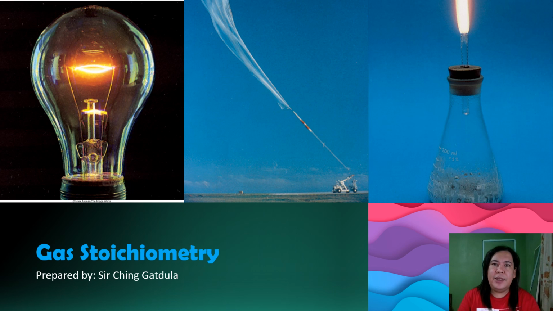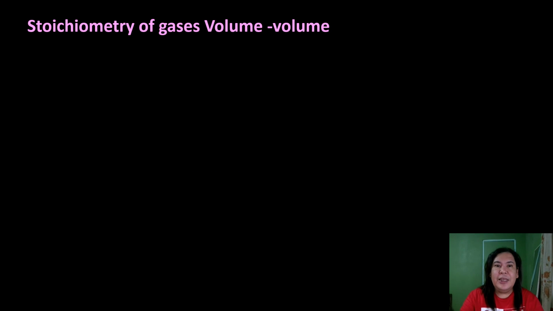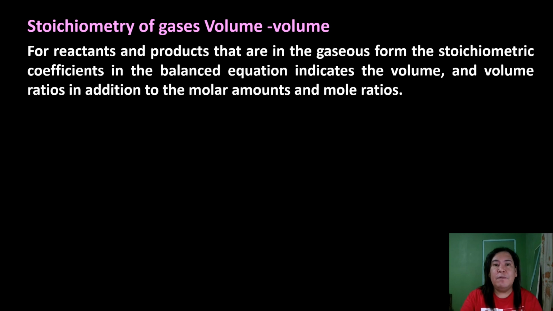So for today, we'll be discussing all about gas stoichiometry. Okay? So in gas stoichiometry, we have the stoichiometry of gases or the volume-volume stoichiometry calculation involving gases. So for reactants and products that are in the gaseous form, the stoichiometric coefficients in the balanced equation indicate the volume and the volume ratio.